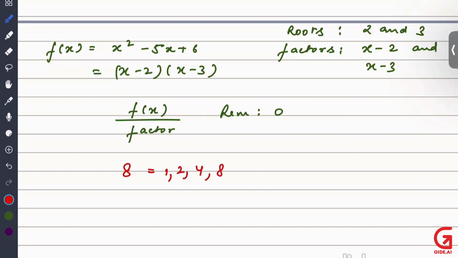These are the factors of 8. If I divide 8 by 1 or 8 by 2 or 8 by 4 or 8 by 8, in all these cases, remainder would be 0. The same thing happens with the polynomial. If you divide a polynomial by its factor, remainder would be 0, right?